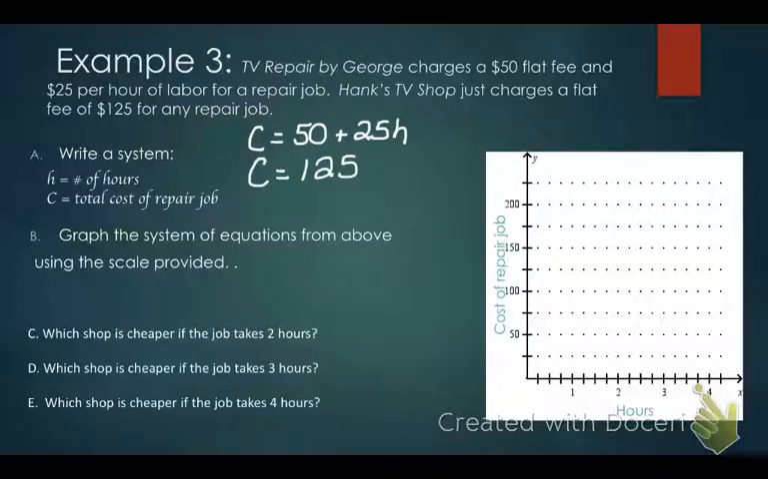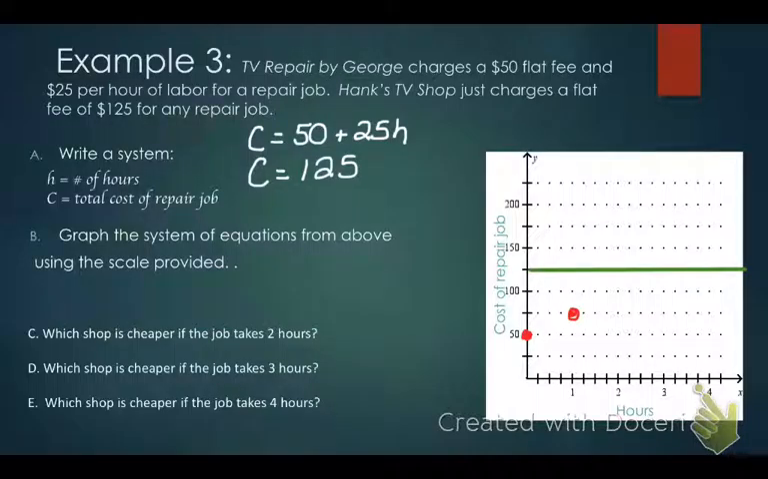So I'm going to do the second one first, C equals 125, so that's going to be just a horizontal line at 125. The other one, I'm going to do this one in red, crosses at 50 for the y-intercept and has a slope of 25. So it's going to go up 25 over 1. So this is counting by 25s on the y, so up to 75, and I'm going to go right to 1.